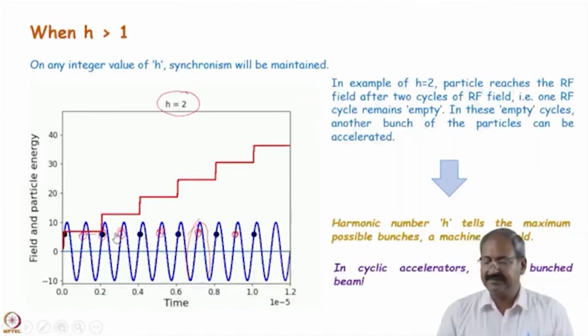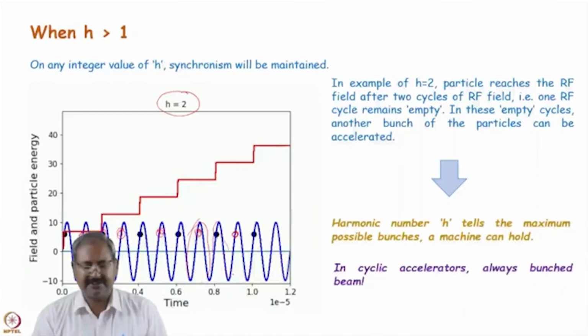And it also shows that, because only during a certain duration of the RF cycle can we get acceleration, otherwise there will be deceleration, only a certain period of the RF time period allows the particle to get accelerated. It means we cannot have a continuous beam through cyclic accelerators. Cyclic accelerators will always produce a bunched beam.